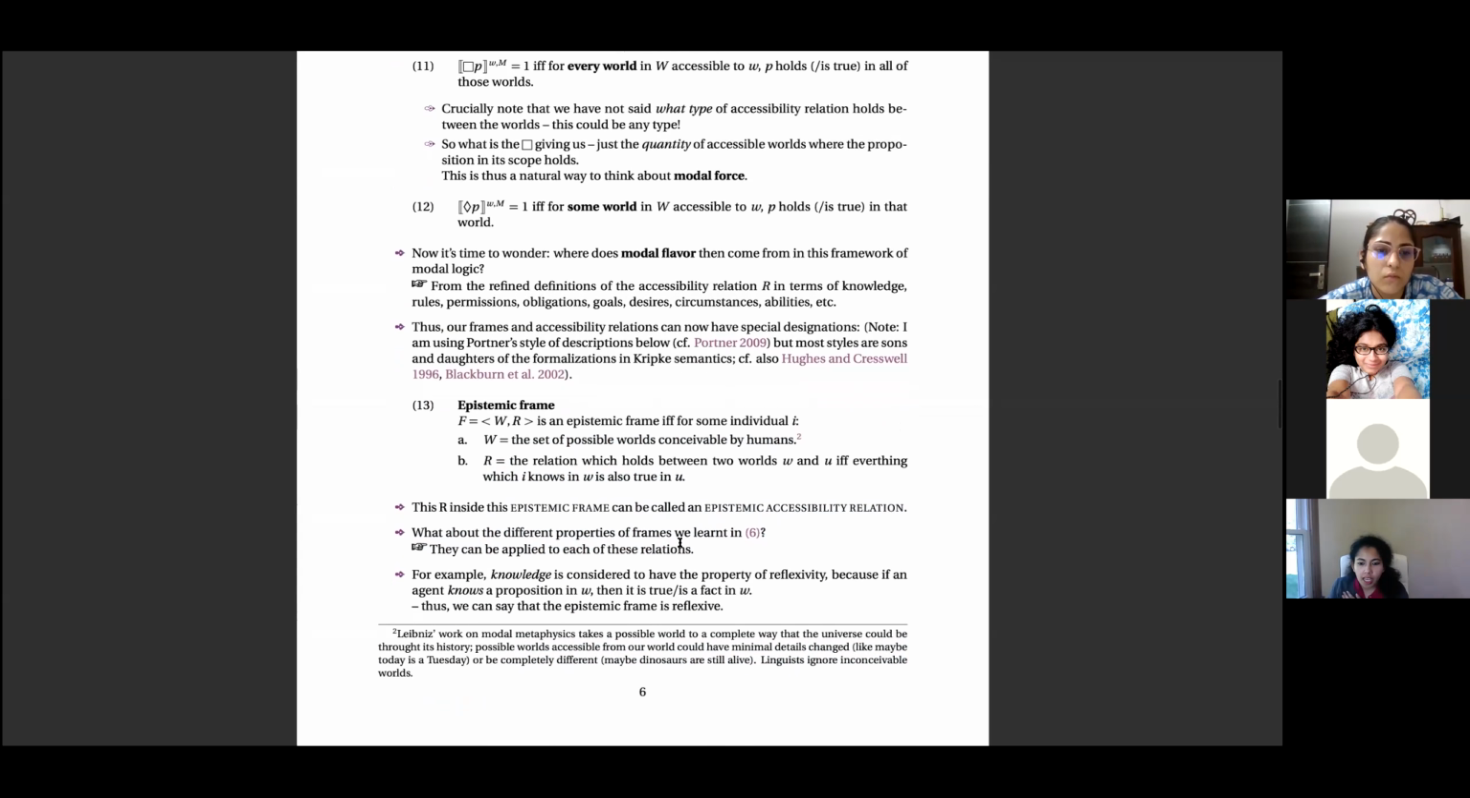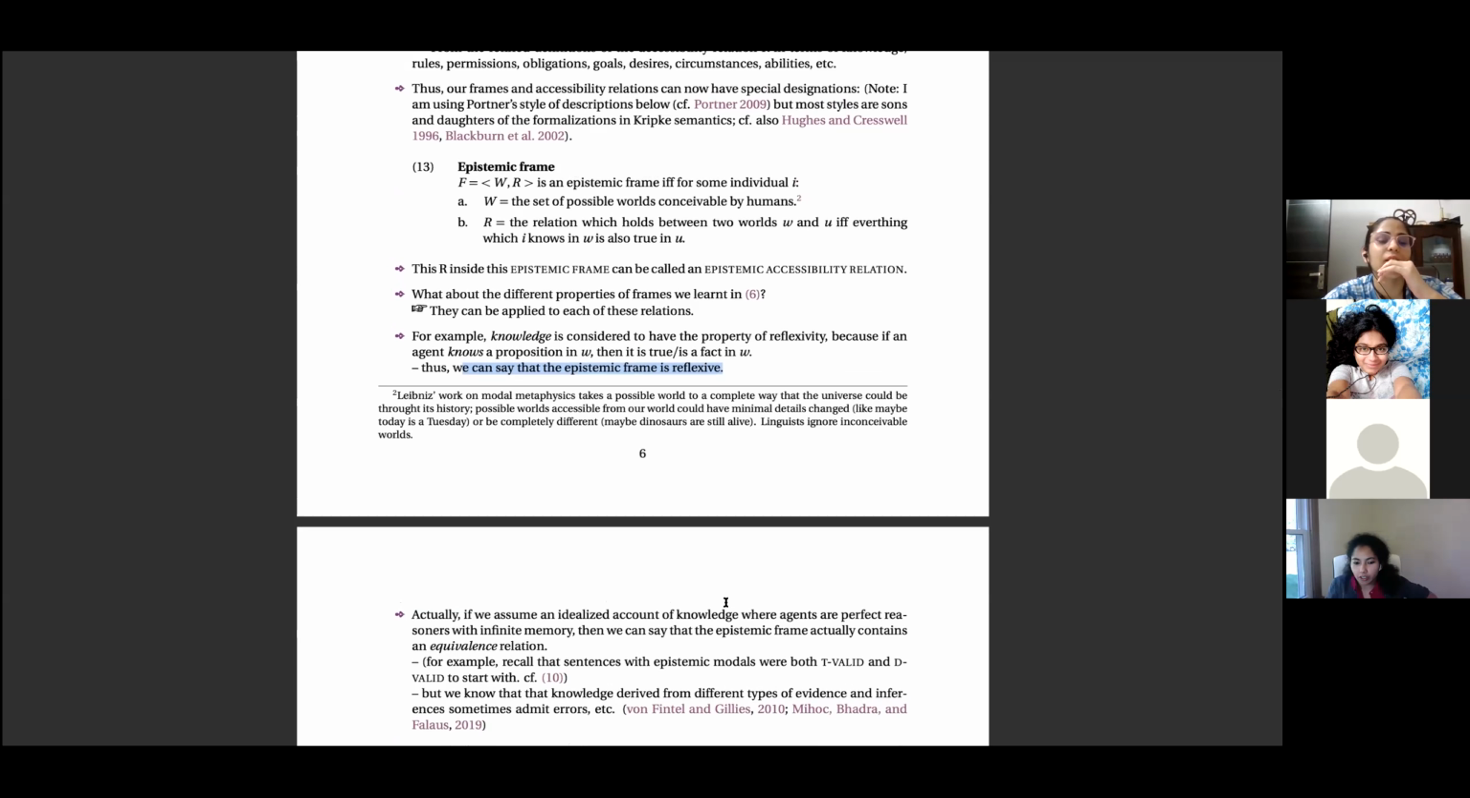Okay. And what about these properties we just learned about, seriality, reflexivity, transitivity? You can try and apply these properties to these accessibility relations. So knowledge, for example, is always considered to have the property of reflexivity. This is a very powerful idea. Think about it this way: if you know something, then you know that you know it. So it bears a reflexive relation on itself. So we say epistemic frames are reflexive.